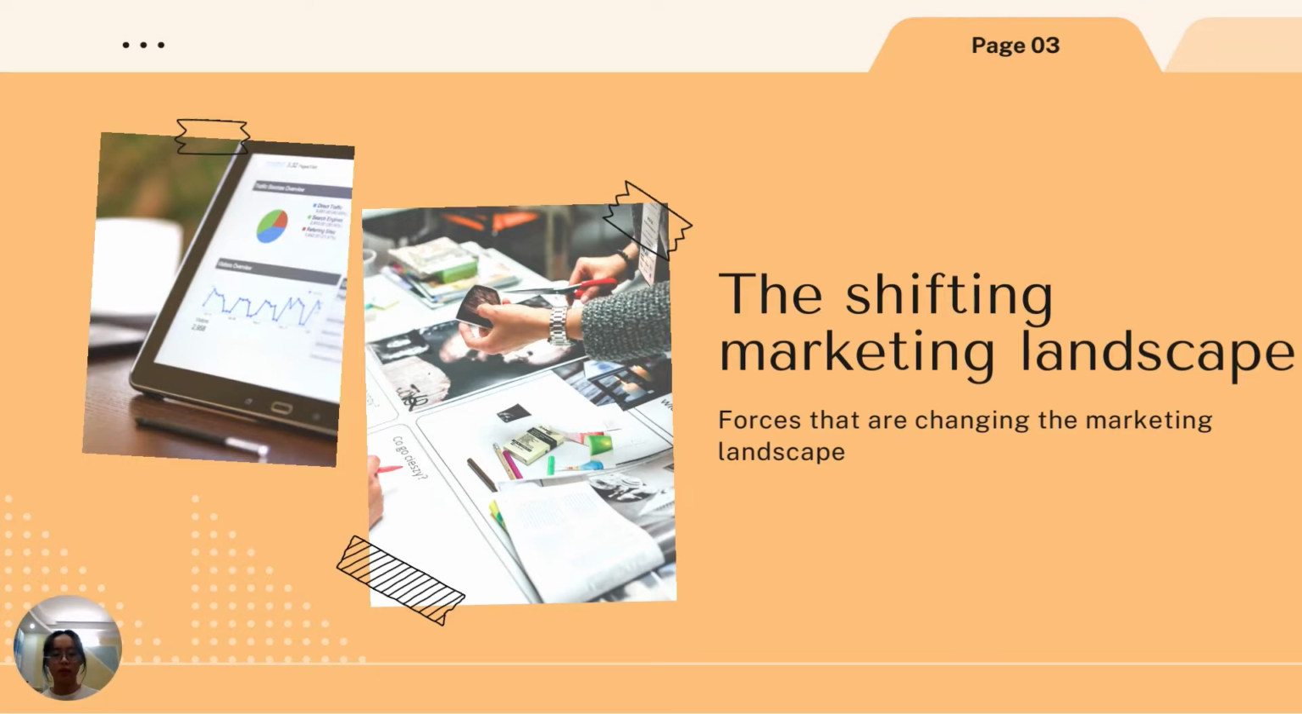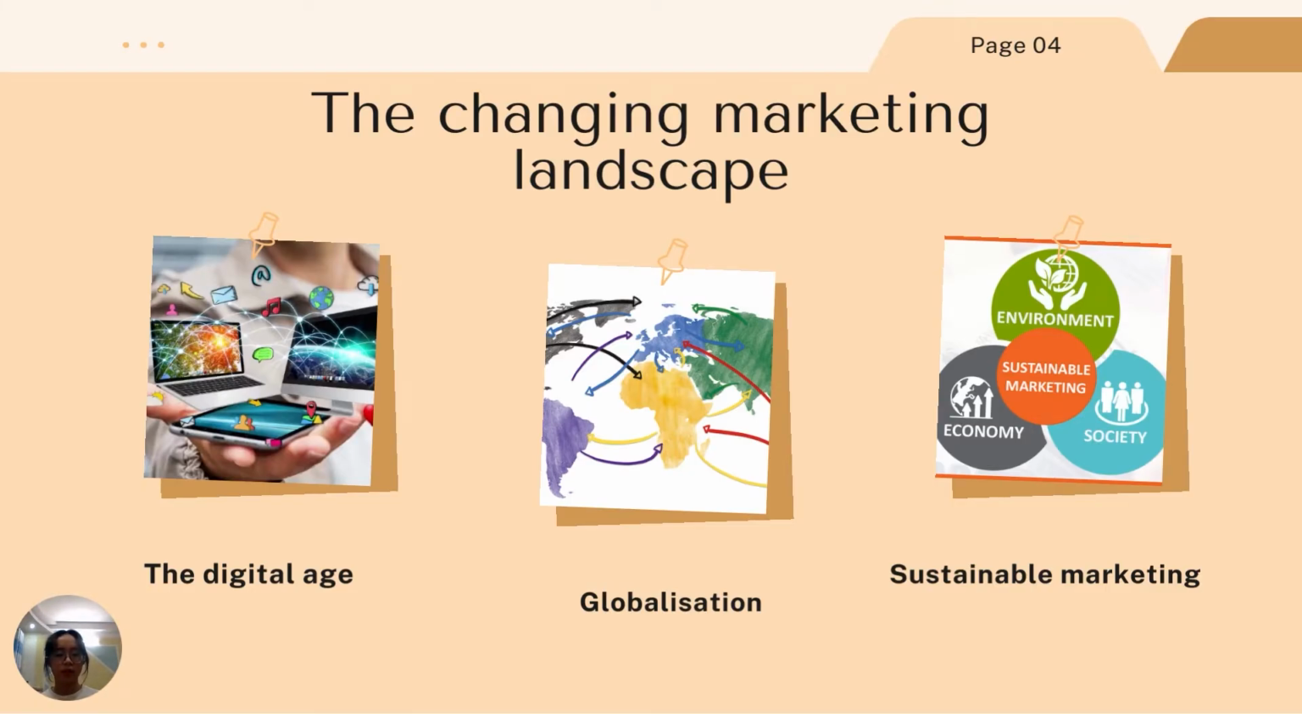Lastly, I would like to take a look at the shifting marketing landscape today, because there are forces that are changing the marketing landscape as we watch. Three main forces are the digital age, globalization, and sustainable marketing. First, the digital age. This includes social media as well as mobile marketing. We have companies that are interacting with customers on social media platforms as well as developing their own apps in order to deliver a good customer experience.